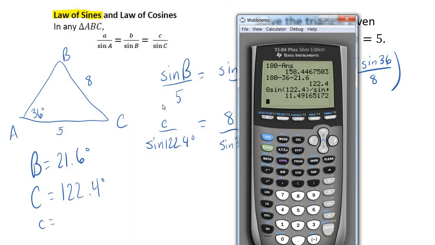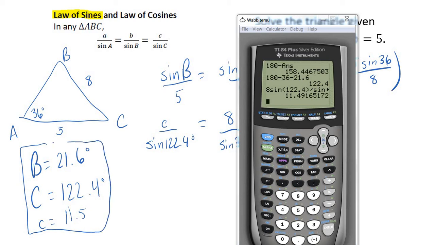Again, I'm just going to round to one decimal place here. So about 11.5. They didn't give me any units on my triangle, so I don't need to worry about units. If they did, we'd want to make sure we include those. Okay, there we go. Those are the ambiguous cases, SSA. Trust the math. Things will work out for you. Now I'm going to have you go look at some examples.